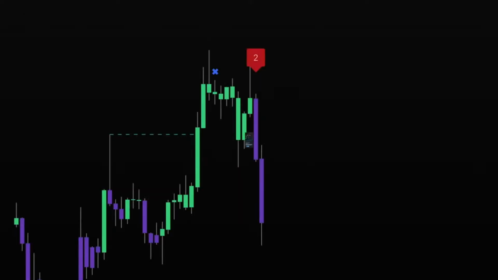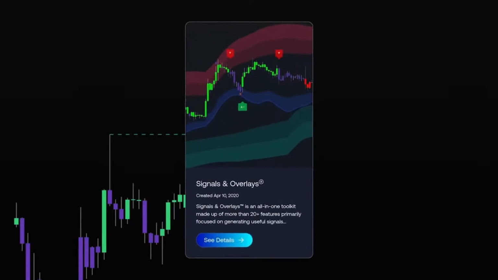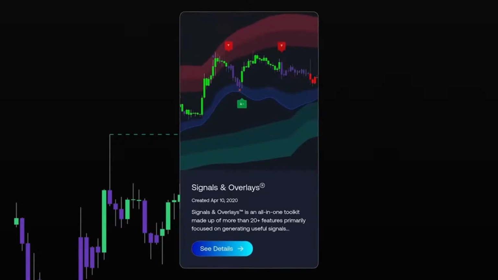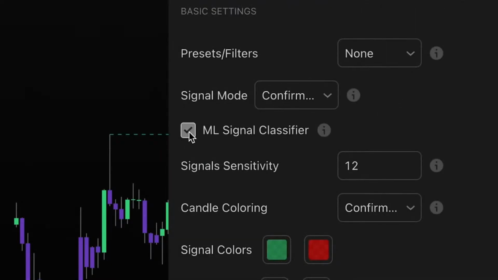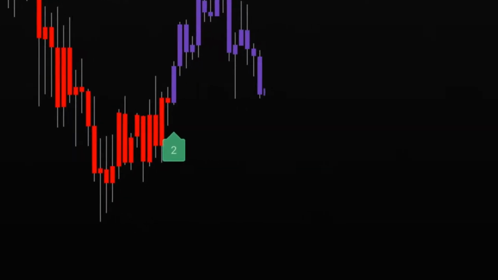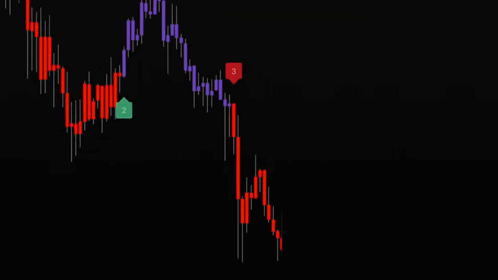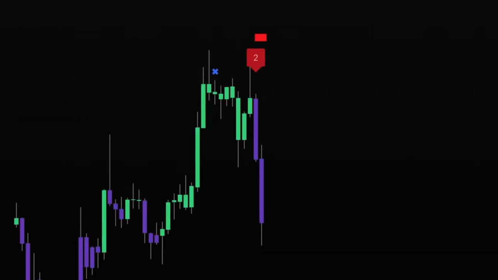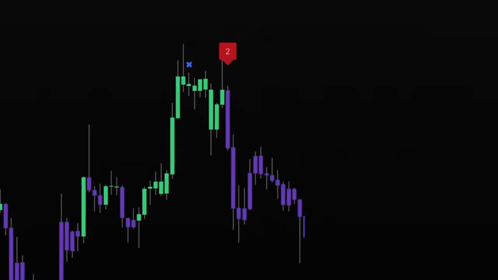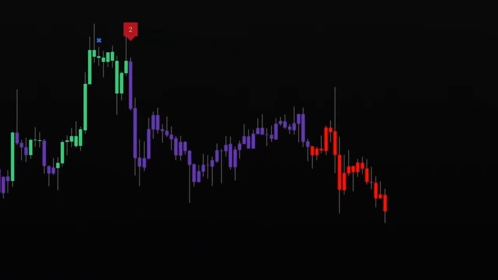In this example, we're using the Signals and Overlays toolkit to algorithmically determine directional bias, with the ML classifier enabled to rate each signal from 1 to 4, where 1s and 2s indicate a retracement, and 3s and 4s confirm trend continuation. In this case, a level 2 confirmation tells us the market is pulling back within an uptrend. As the candle colors shift from purple to red, we see momentum building, marking the transition from a weak trend to a strong one.